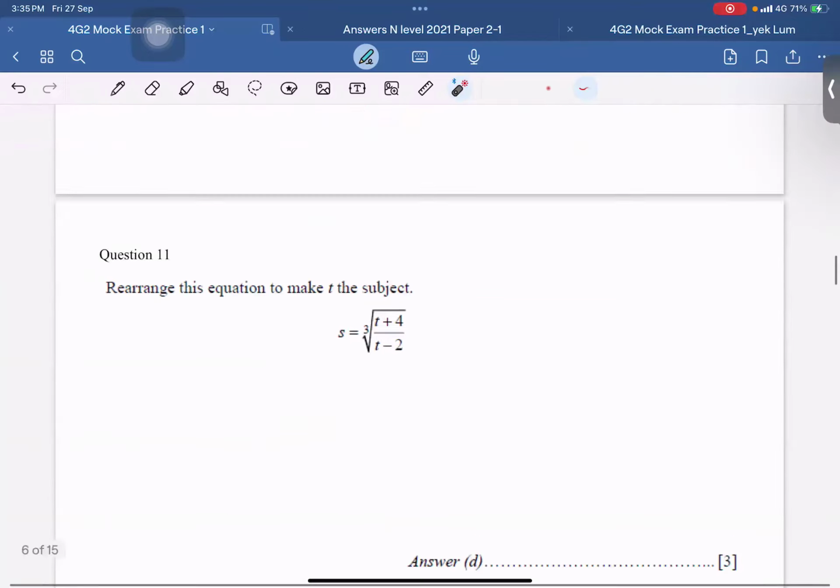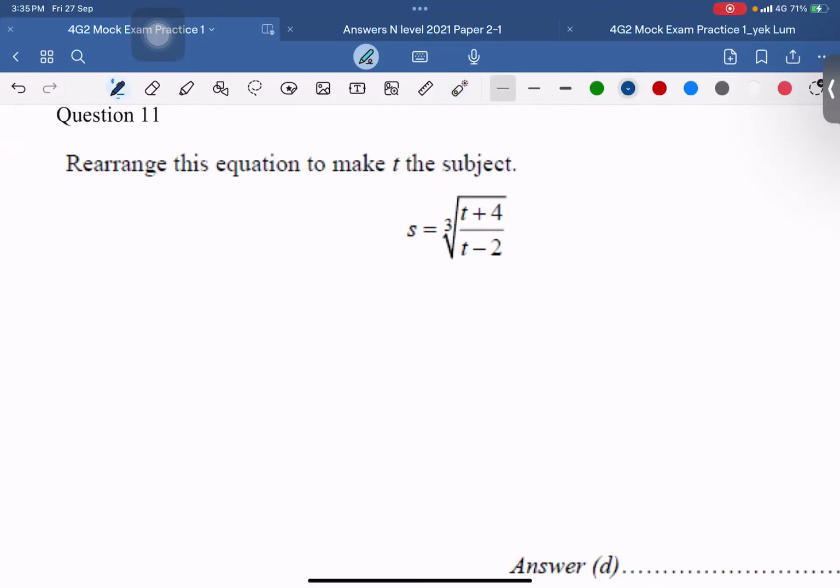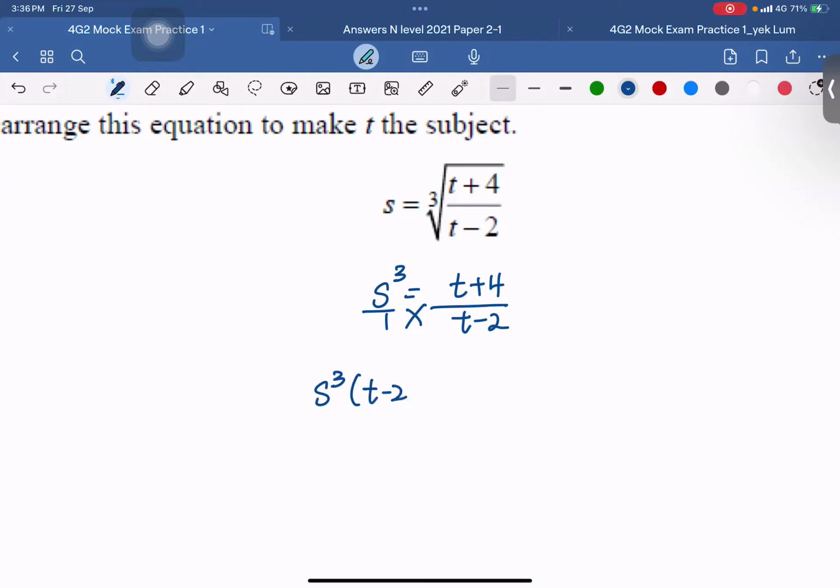Next question. This one is normal, but there are careless mistakes here and there. First thing, how to get rid of the cube root? Anyone help me? Bring to the other side, cube. Correct. Yes. So s cubed equals t plus 4 over t minus 2. Then what do we do? Next step, cross multiply. Cross multiply, thank you. You are the only one who will answer me now. The rest all keep quiet. Okay, then we expand this: s cubed times (t minus 2) equals t plus 4.